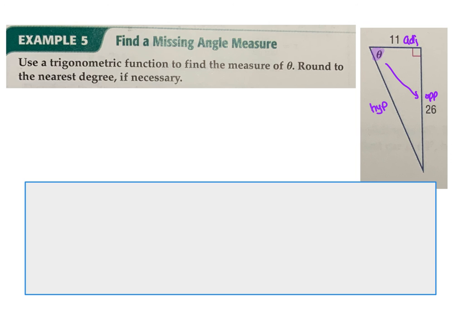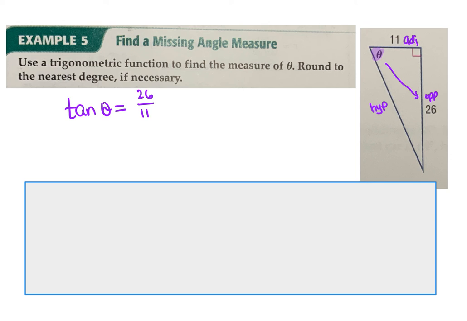I'm going to use the function that deals with opposite and adjacent, which is what? SOHCAHTOA, it's tangent. So the tangent of theta should equal opposite over adjacent, right? The problem is I'm solving for theta, so I have to use the inverse function. It's just like in solving an equation. If this were multiplication, I would have to divide, which is the inverse function of multiplication. So I have to really do the inverse of both sides.